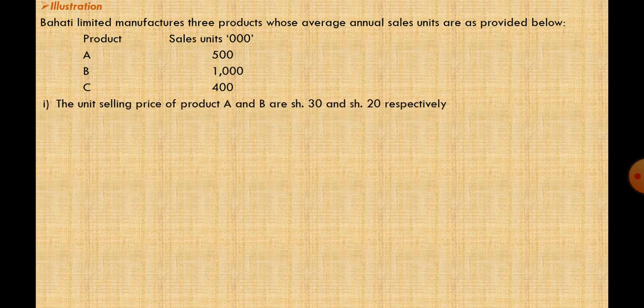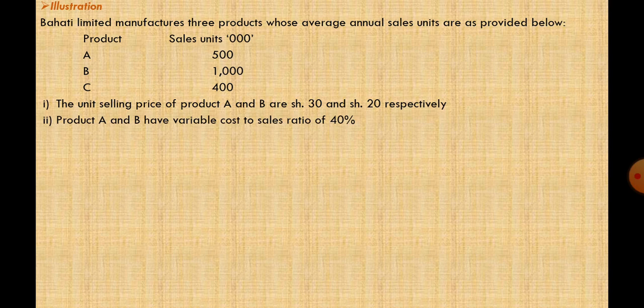We are told that the unit selling price of product A and B are shillings 30 and shillings 20 respectively. So it means that the price of A is 30, the price of B is 20, hence you are not given the price of C.